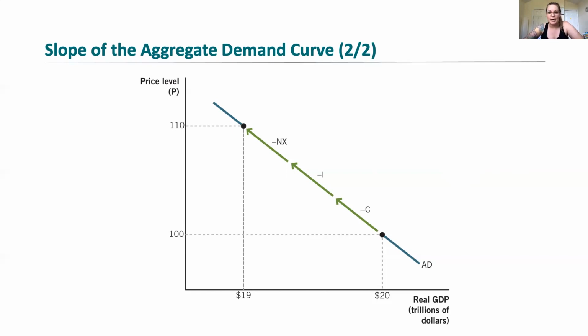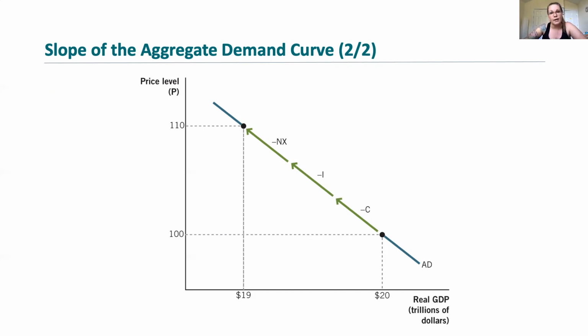There are a couple of effects happening here. The first is the wealth effect. The wealth effect implies that at higher price levels, this will lower consumption because real wealth, or purchasing power, has fallen. The second effect is the I, for investment. At higher price levels, we will have fewer people saving, which reduces the supply of loanable funds.